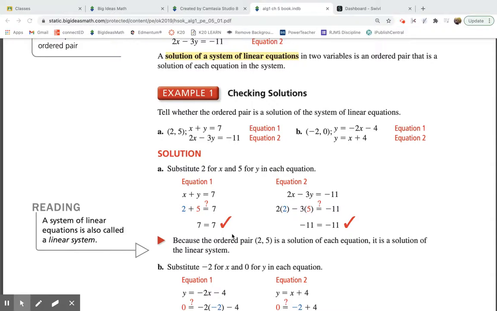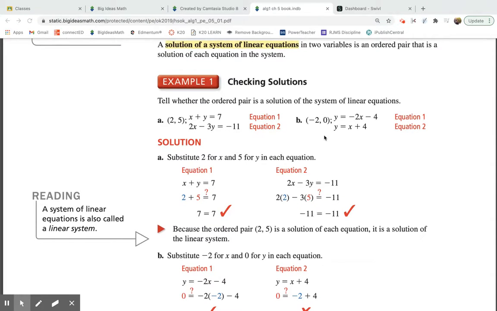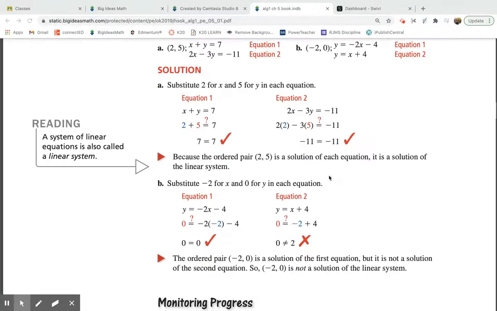Example 2, the point (-2, 0), and they're plugging it into these two equations. So they plug 0 in for y. Negative 2 times 2 is negative 4, minus negative 4 is 0. That works. Then on the second one, negative 2 plus 4 does not equal 0. That equals 2. So what you would say is it's a solution of the first equation, but not of the second. So technically, it's not a solution of the linear system.